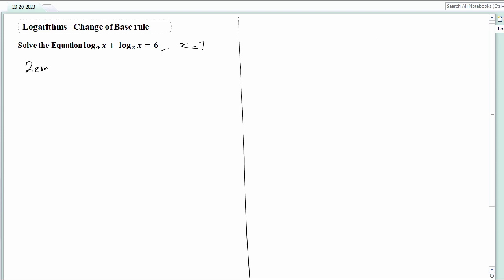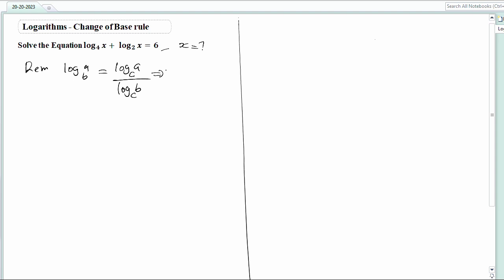Now, remember that when you are given a value like log a to base b, the change of base rule tells us that this is equal to log a to another base, call it base c, everything over log b to the same base. Now, the base c, we are going to look for a base which is easier to work with.